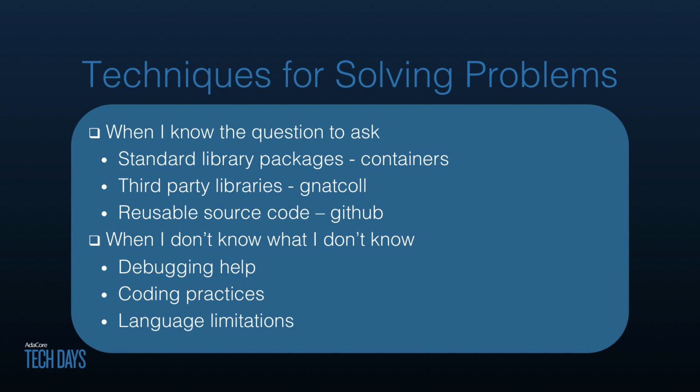So we always know there are tools to solve the big problems, but how do you solve the little problems? I categorize problems into two types. There are the ones like, I know what I need, how do I fix it? As opposed to, I don't know what I need, how do I get past this issue?